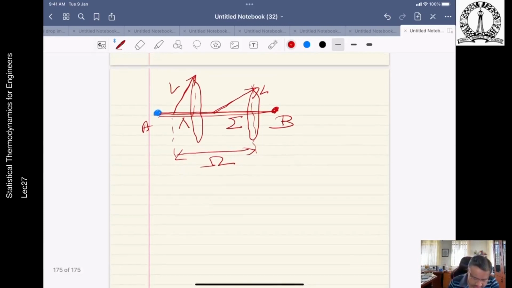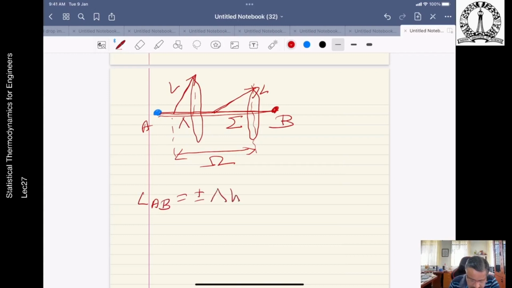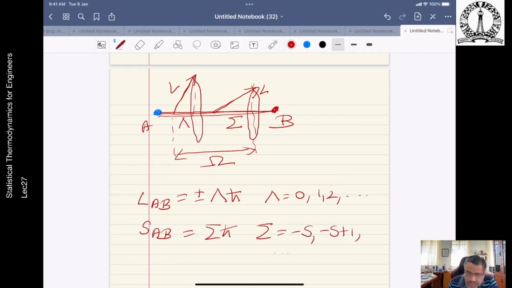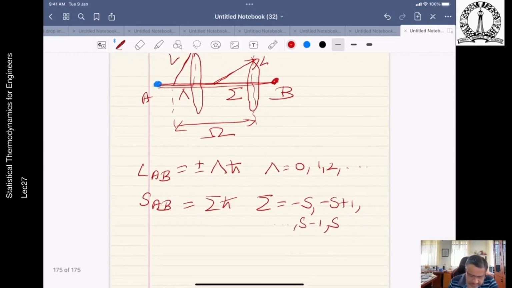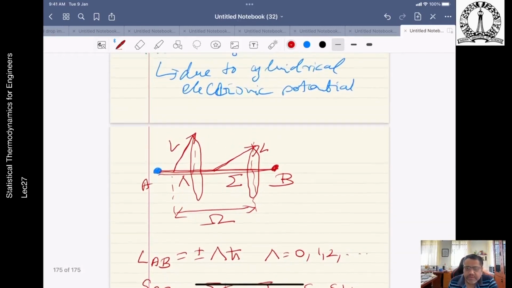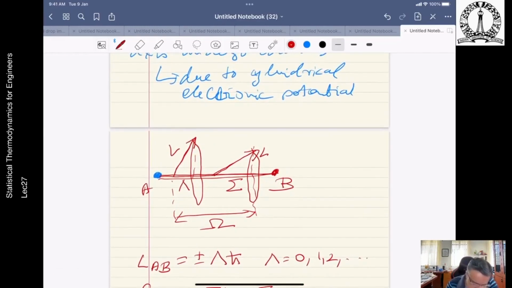So your L along AB is plus or minus gamma h bar, where gamma is equal to 0, 1, 2, and so on. S along AB, which is the spin, is given as sigma h bar, ranging from minus S, plus 1 continuing, up to S. Sorry, I perhaps drew this as L in the figure, it's not L, this is your S.